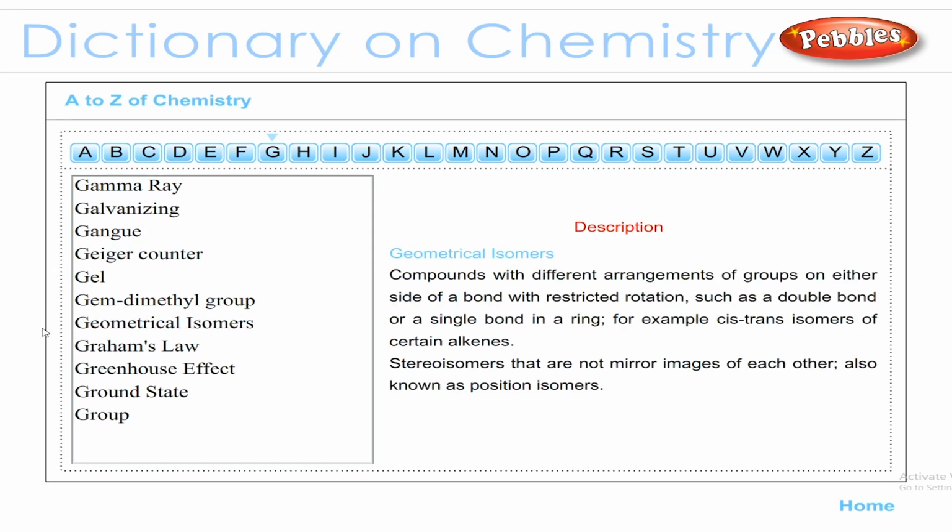Geometrical isomers. Compounds with different arrangements of groups on either side of a bond with restricted rotation, such as a double bond or a single bond in a ring. For example, cis-trans isomers of certain alkenes. Stereoisomers that are not mirror images of each other, also known as position isomers.